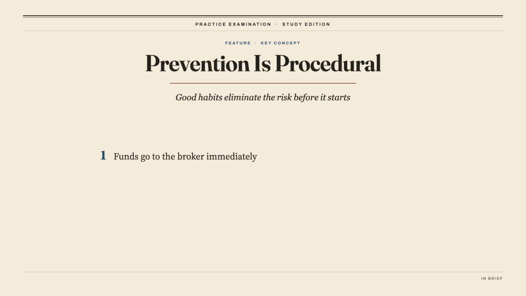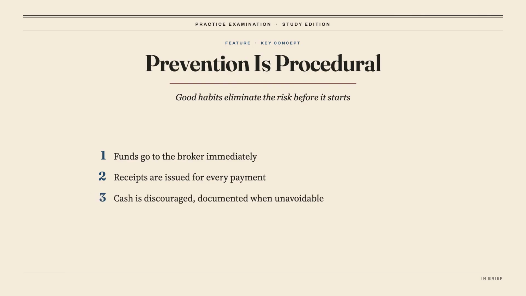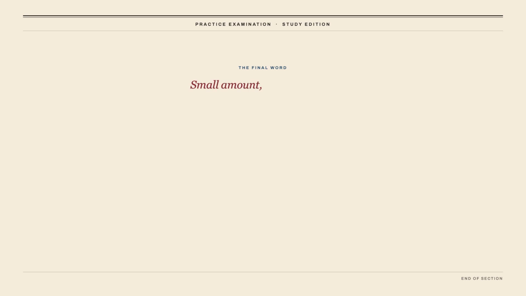Prevention here is procedural, not moral. Funds go to the broker right away. Receipts get issued. Cash is discouraged and documented when it happens, and records track what came in, from whom, for what, and where it ended up. A licensee who follows those steps never has to reconstruct anything later.